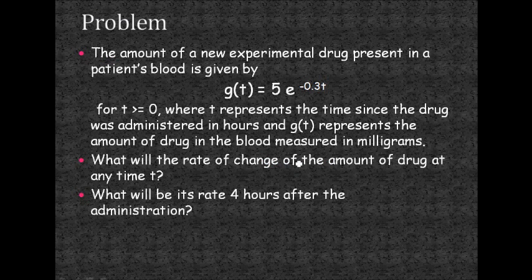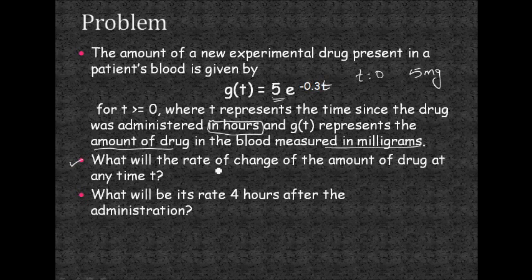Okay, let's have a typical question here. The amount of new experimental drug present in a patient's blood is given by g of t is equal to 5 e to the power of negative 0.3 t. As time changes, it changes. So you can see that at time t equal to 0, the initial amount which is given to them is 5 milligrams. It comes from here. So it's easy to identify this, where t is positive and where t represents the time since the drug was administered in hours, and g of t represents the amount of drug at any time t. It is also measured in milligrams.